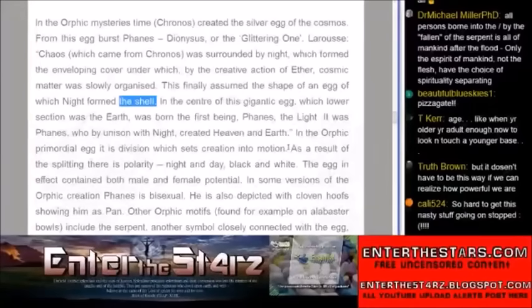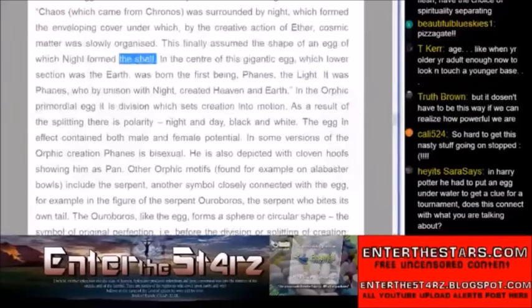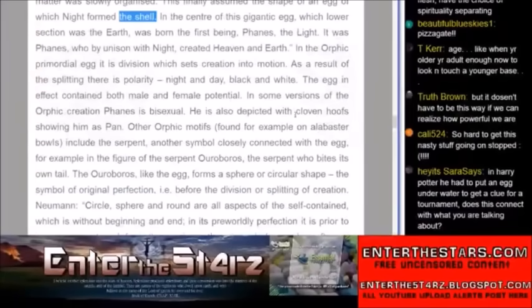It says here, as a result of the splitting, there is polarity, night and day, black and white. The egg, in effect, contained both male and female potential. Okay. In some versions of the Orphic creation, Phanes is bisexual. I wanted you to understand this point. Phanes and Pan, it says here, he is also depicted with cloven hooves, showing him as Pan, that these are hermaphroditic, bisexual individuals.